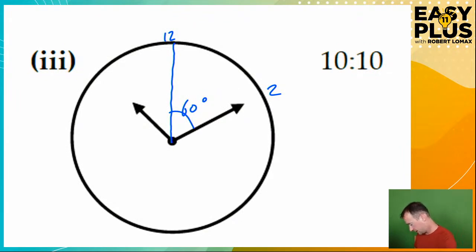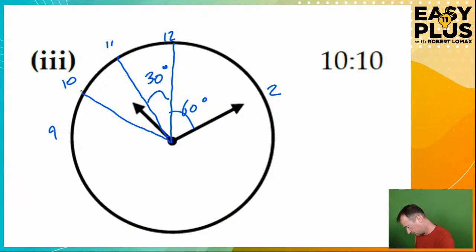Right, we've got 9, 10, and 11. So here, this is just going to be a little bit past 10. I've put the hand in slightly the wrong place, but no matter. If we draw a line up to 11, that's going to be 30 degrees.